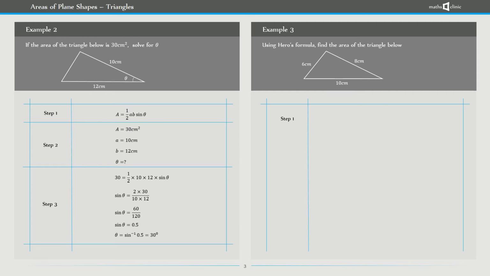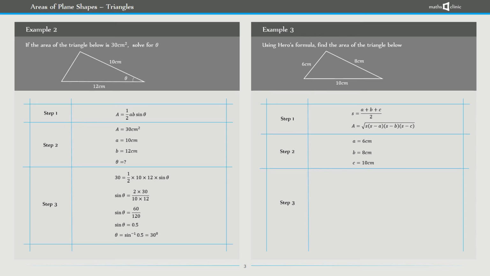Now, step 1, our relevant formulas. Because we're working with Heron's formula, and I told you Heron's formula is in two parts. So we have that s equals a plus b plus c divided by 2, and then using s you have that A equals the root of s multiplied by s minus a multiplied by s minus b multiplied by s minus c. Okay, so let's bring out our parameters. We have that a is 6 cm, b is 8 cm, and c is 10 centimeters.